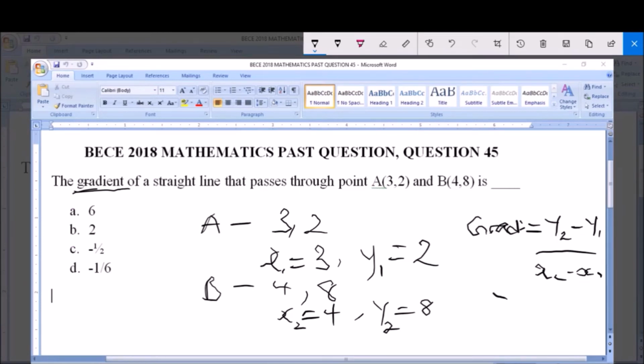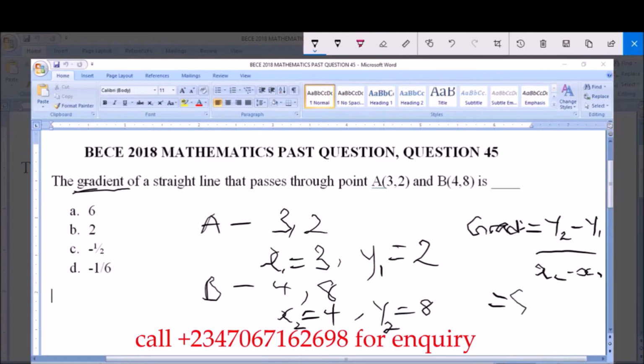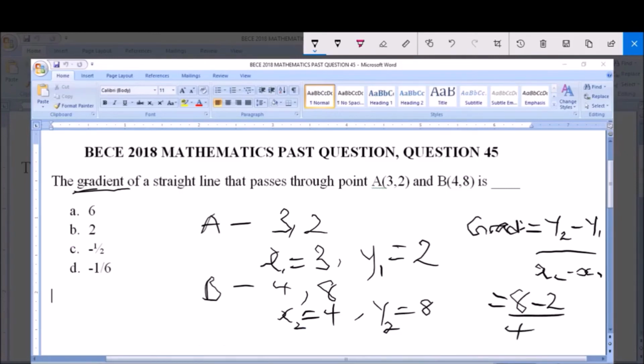So the gradient now will be equal to y2, which is 8, minus y1, which is 2, all over x2, which is 4, minus x1, which is 3. So here 8 minus 2 will give us 6, and 4 minus 3 is 1. So this is equal to 6. Therefore the gradient of this straight line passing through points A (3, 2) and B (4, 8) is 6. So A is our final answer, 6.